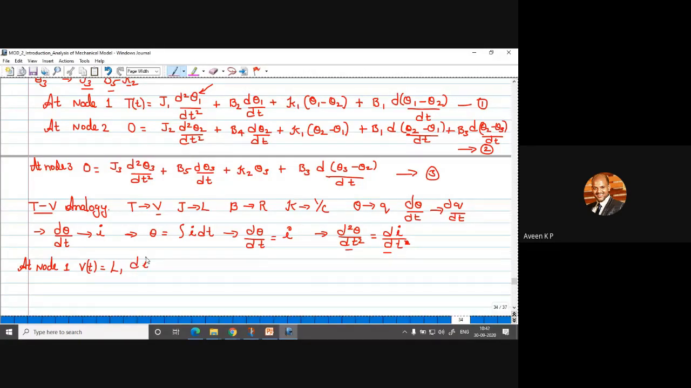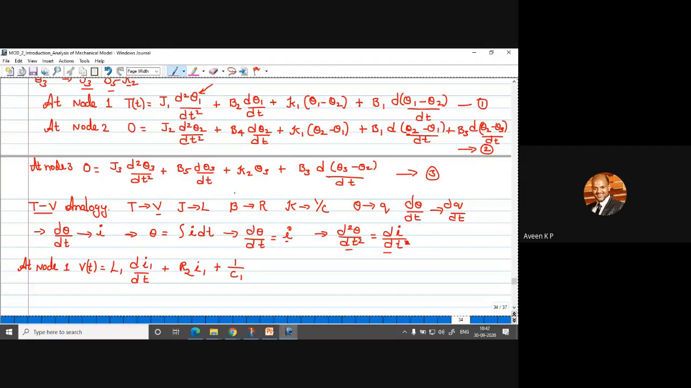di1 by dt. In a similar way, plus B2 will be replaced by R, so I will write R2 and differentiation of theta 1 by dt, that is I1, plus K1. Again, I made a mistake. It's not K1. We are writing in terms of an electrical network. So K will be replaced by 1 by C, that is 1 by C1.